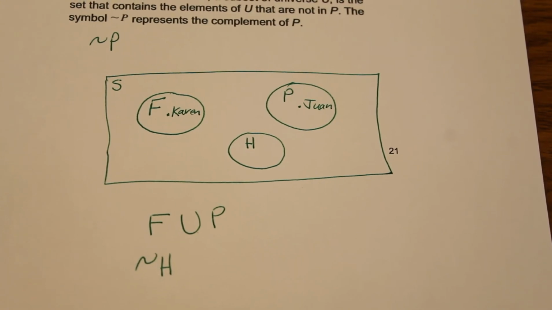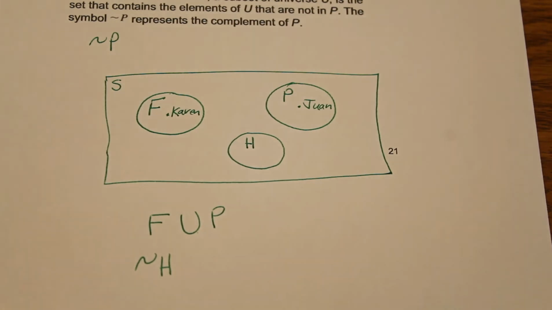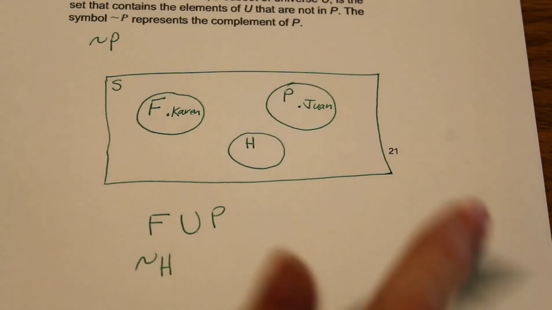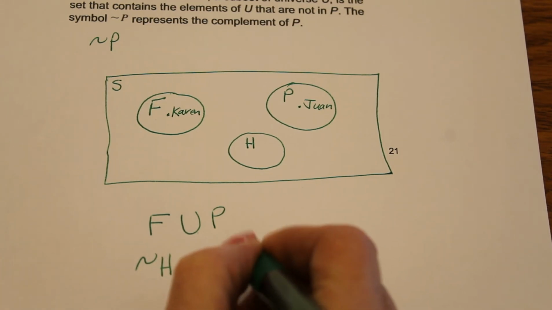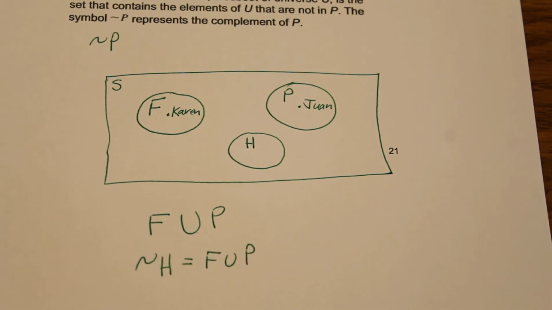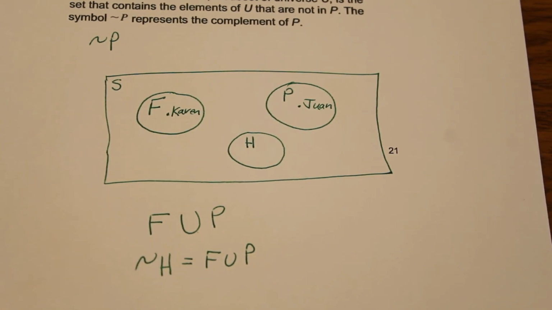Those who are not high school students, and I'm not including anyone that's not either a full-time, part-time, or a high school student. If you're not a high school student, you are either a full-time student or a part-time student. So the complement of H is F union P.